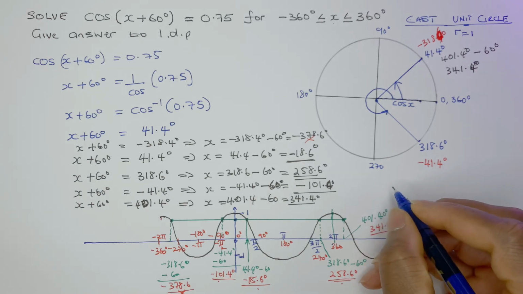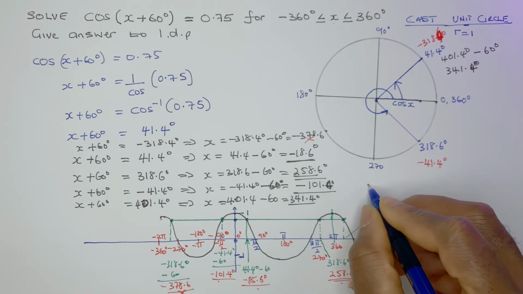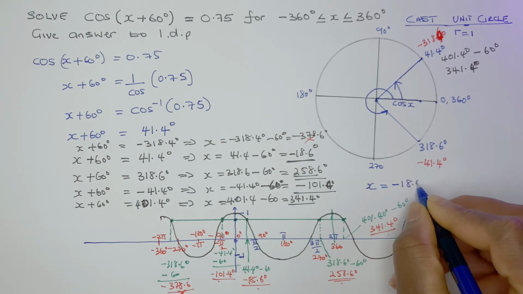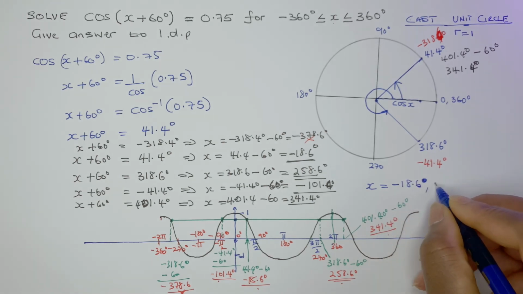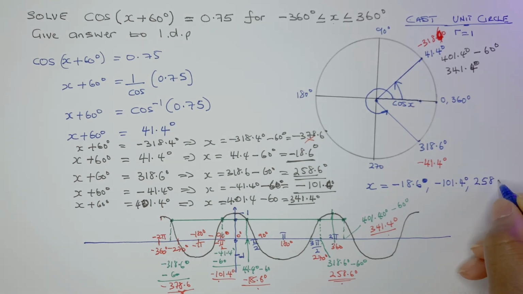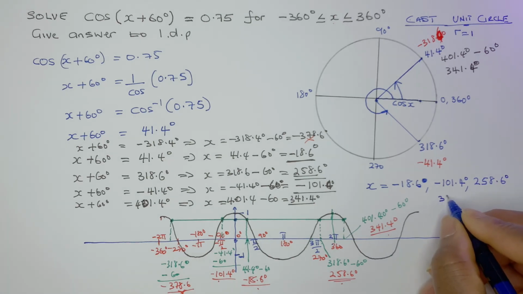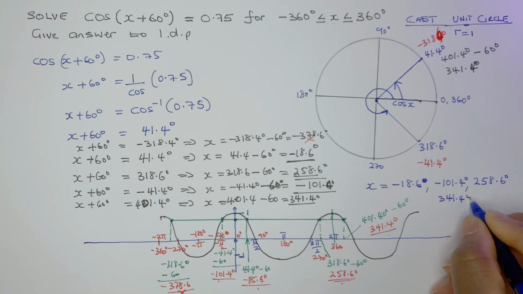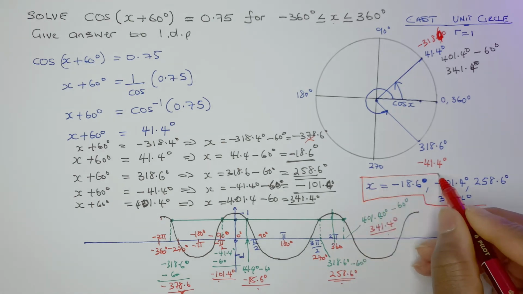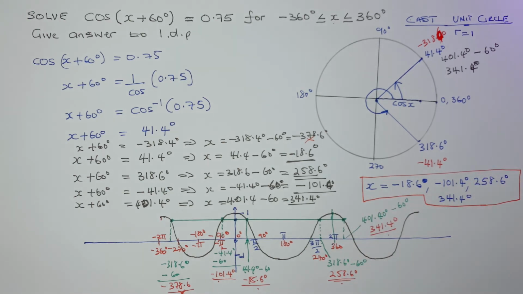So the x value solutions we're looking for are x equals minus 18.6 degrees, minus 101.4 degrees, 258.6 degrees, and 341.4 degrees. So those are the x values, roots, if you like, or the solutions we're looking for.